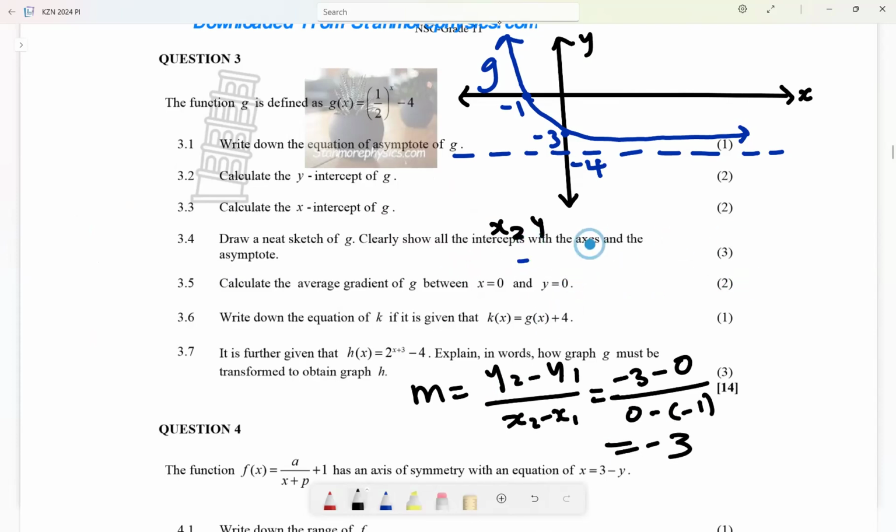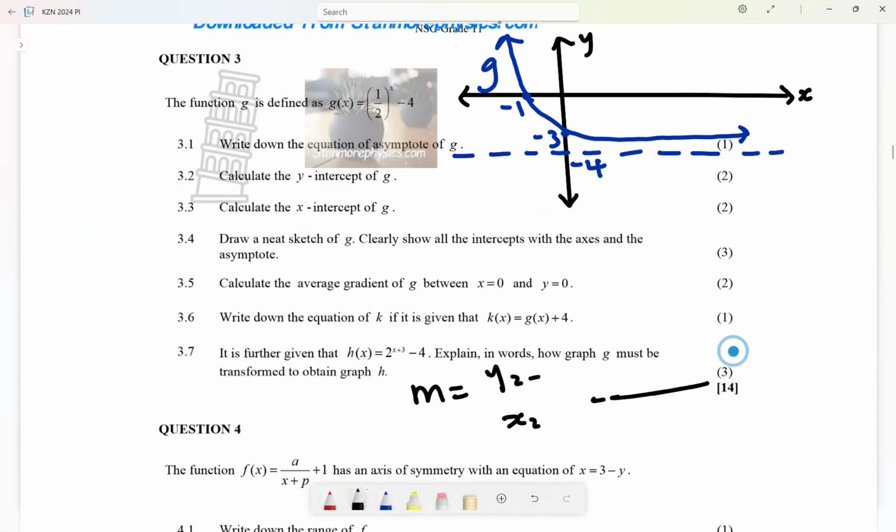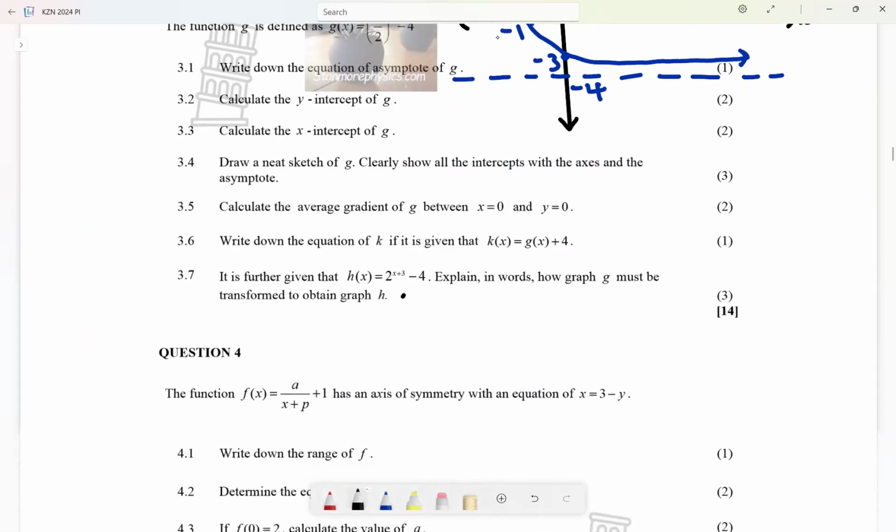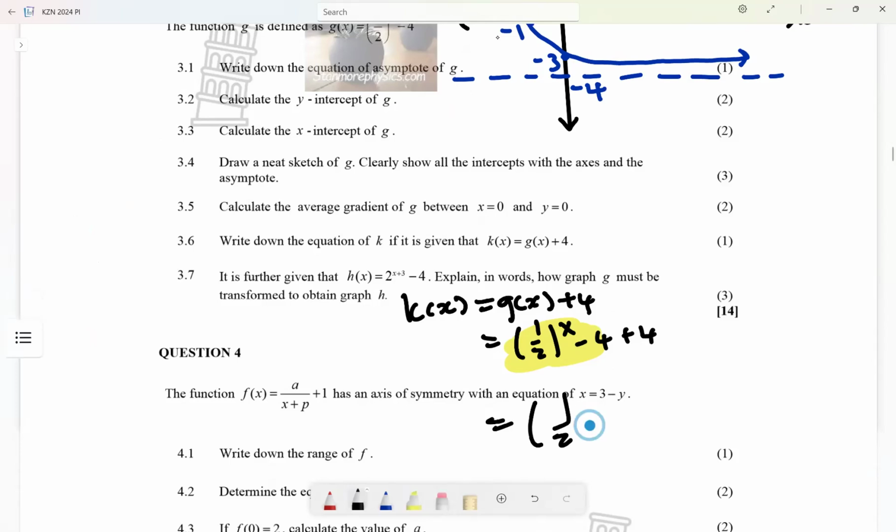The examiner was trying to be smart then. Then write down the equation of k if it is given that k of x is equal to g of x plus 4. So if k of x is equal to g of x plus 4, what is g of x? G of x, remember, is 1 divided by 2 to the power of x minus 4. Then just add 4. Remember, this is just g of x. Then how much do you get when you simplify? You get 1 divided by 2 to the power of x. Just like that.